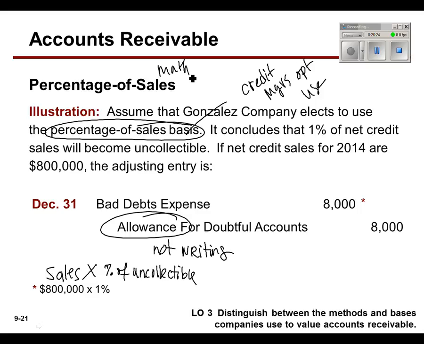Where did we get that number? Historically, that's what it's been. I like this version a little bit better because even when years fluctuate, we've got a lot of credit sales or not so many, probably 1% of them we're not going to get back.